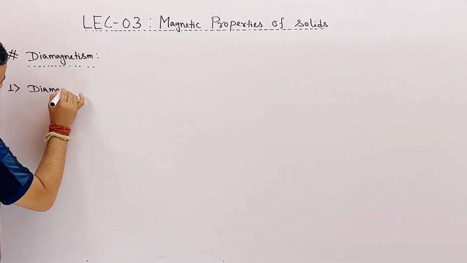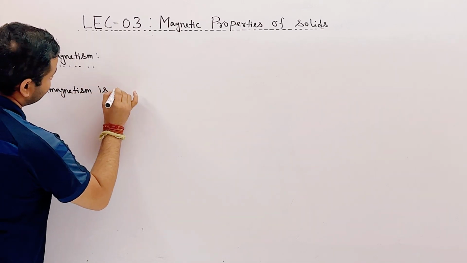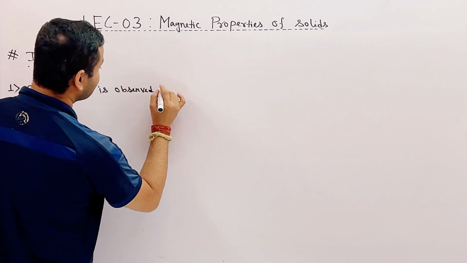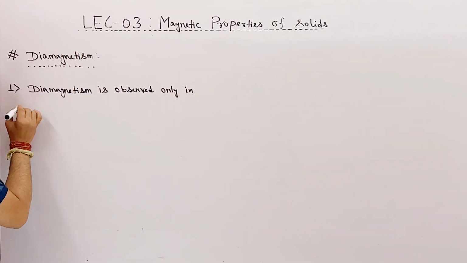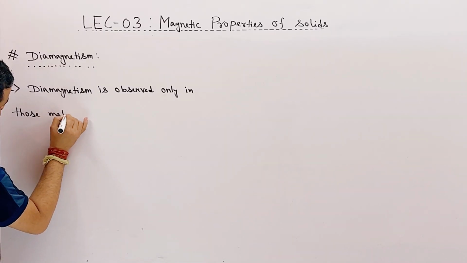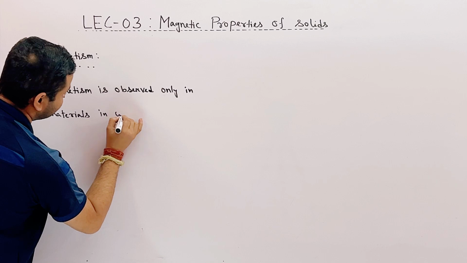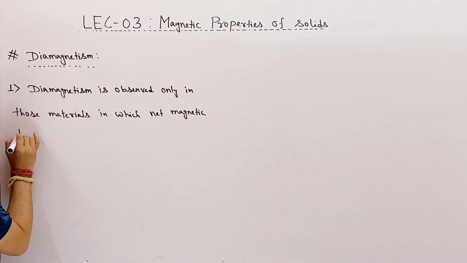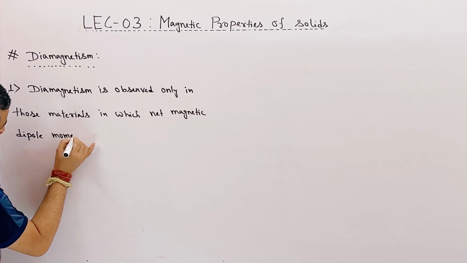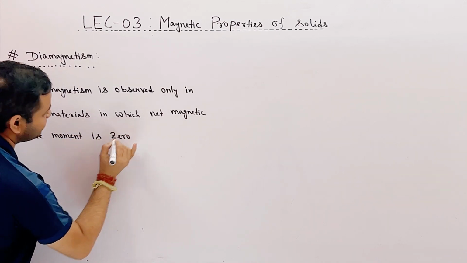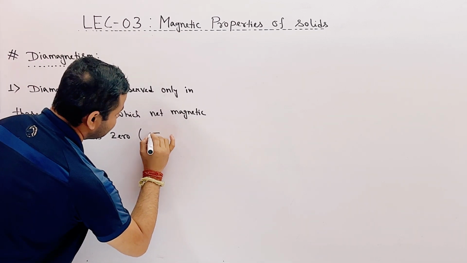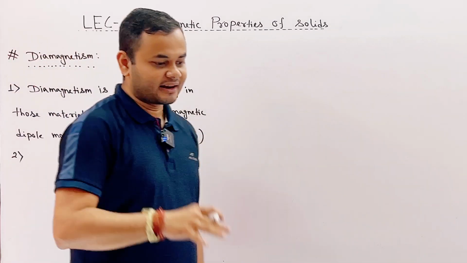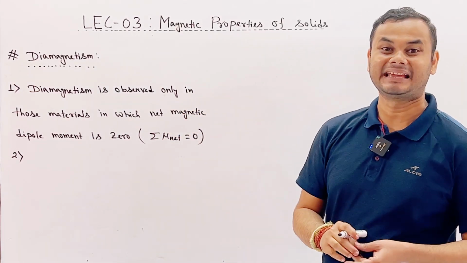Number 1, diamagnetism is observed only in those materials in which net magnetic dipole moment is 0. That means for this type of materials mu net is 0. Okay? Number 2, diamagnetism arises due to change in orbital motion of electrons around the nucleus in presence of external magnetic field.